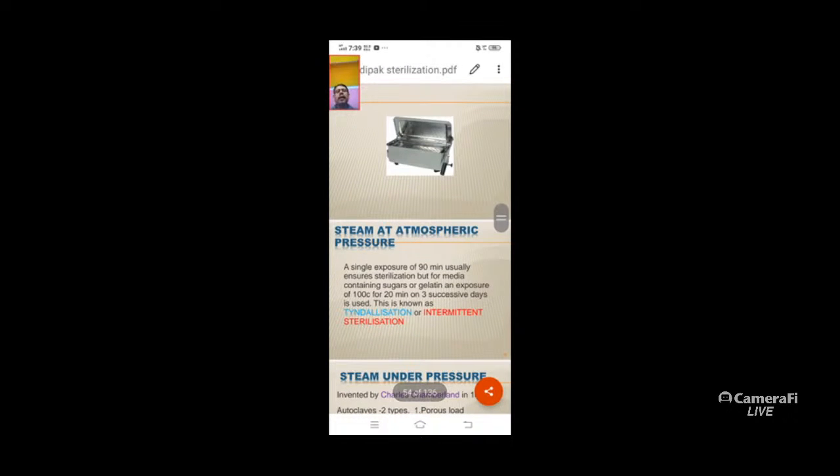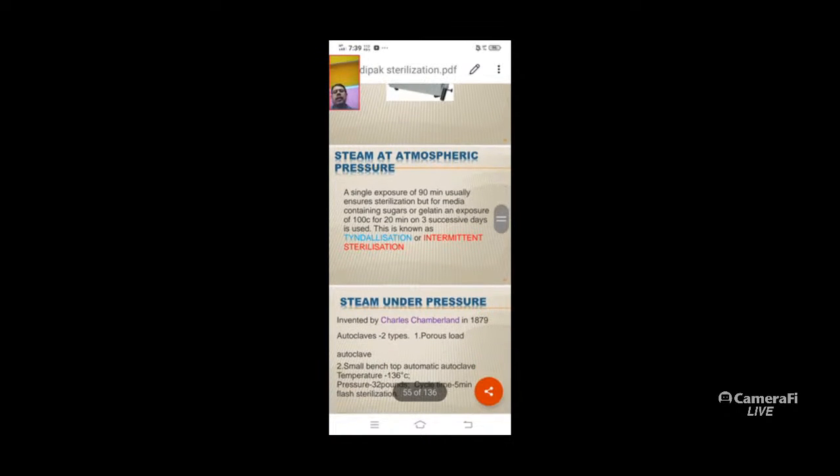Steam at atmospheric pressure. A single exposure of 90 minutes is usually used to ensure sterilization of media containing sugar and gelatin, and exposure to 100 degrees centigrade for 20 minutes on 3 successive days is used. This is known as tyndallization or intermittent sterilization.